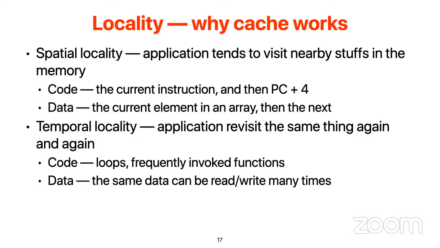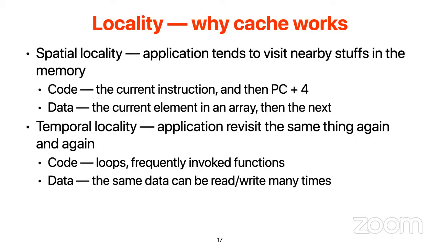For temporal locality, it means that your application will revisit the same thing again and again. A good example in your code is a branch. If you have a branch and a loop, then most of the time you are going back to the same instruction again and again. So that's temporal locality. And for data, a lot of the algorithms have a lookup table, they have to update a table. So those tables will be revisited several times.